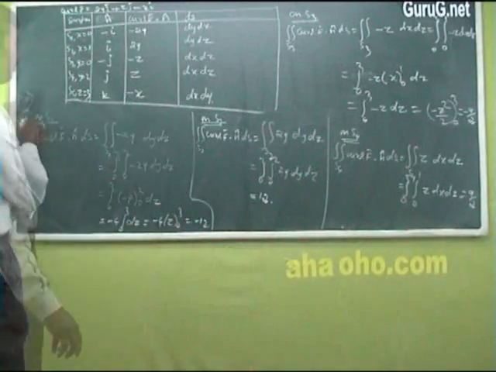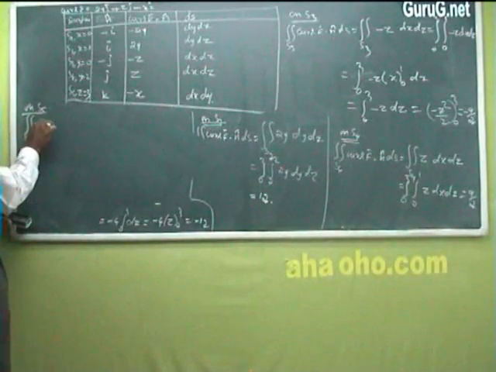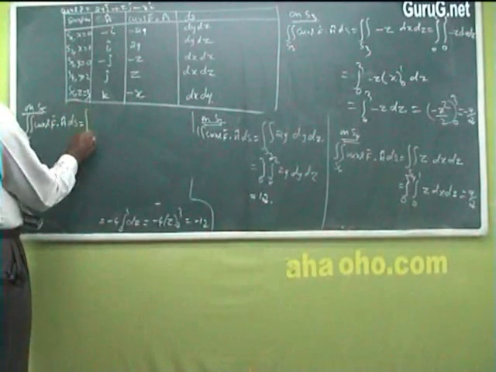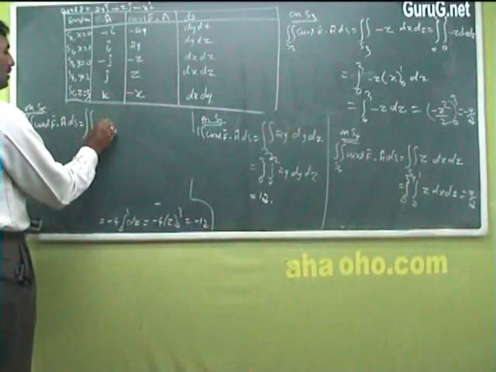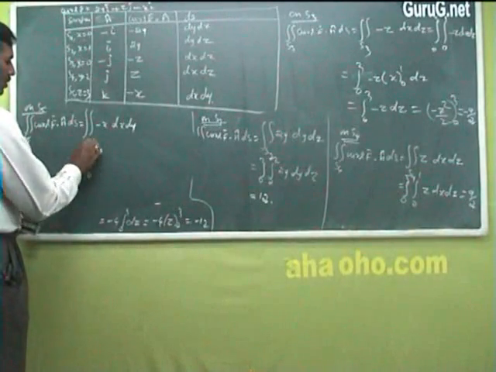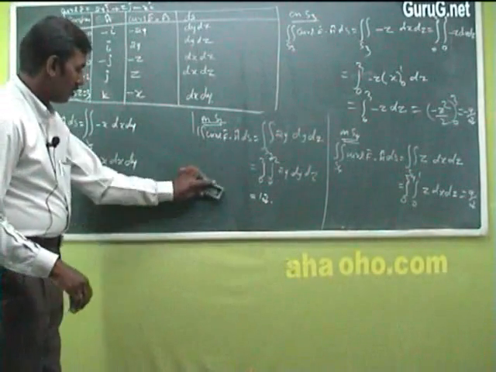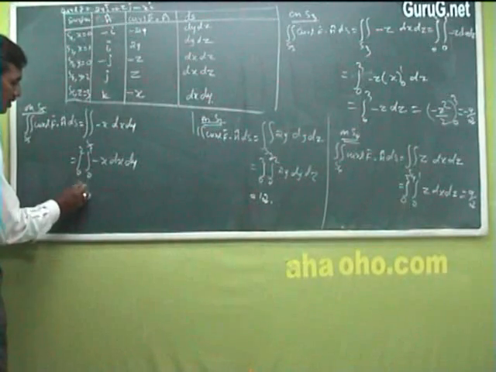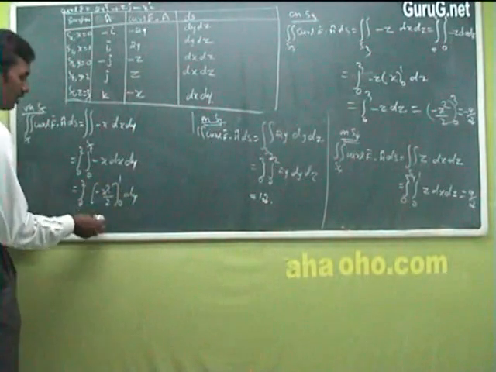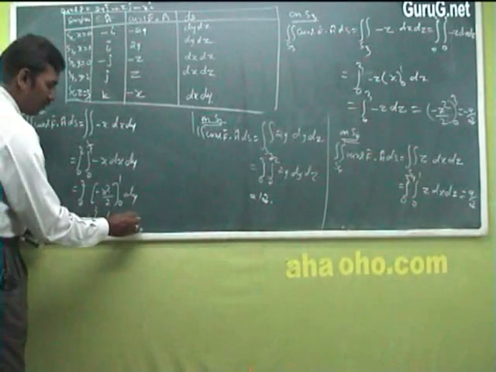The last one, on S5. So on S5, double integral over S5 curl of F dot n cap ds equal to minus x dx dy. The limits are 0 to 2, 0 to 1, minus x dx dy. So integrating, 0 to 2, minus x squared by 2, 0 to 1 dy. So minus 1 by 2, 0 to 2 dy. This is equal to minus 1.